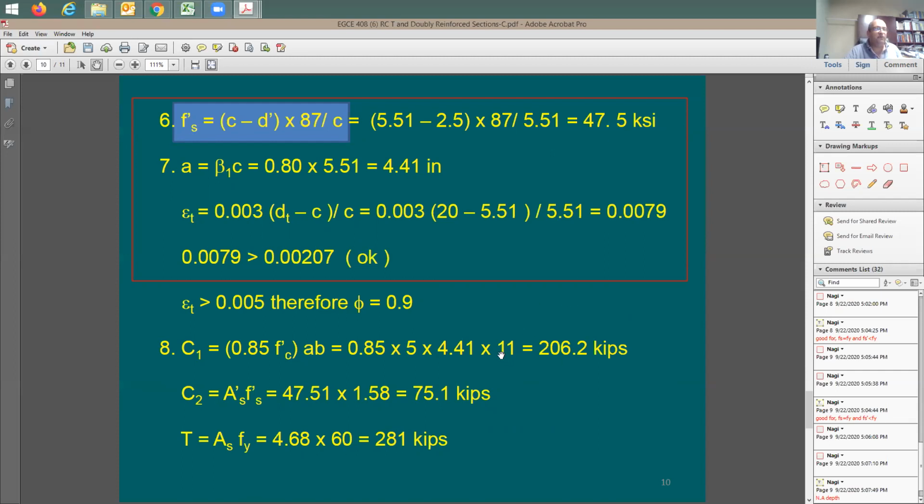Now I have two compression forces. Yes, two compression forces. I guess I know how to do this. C1, 0.85 f'c, b a. I have all of these variables. It's going to be 206 kips.